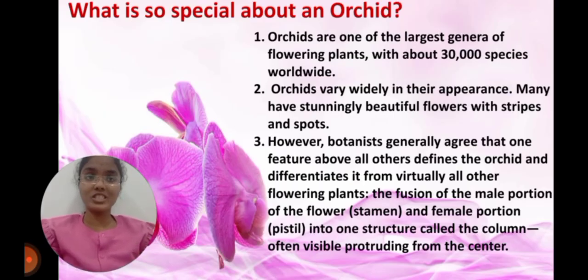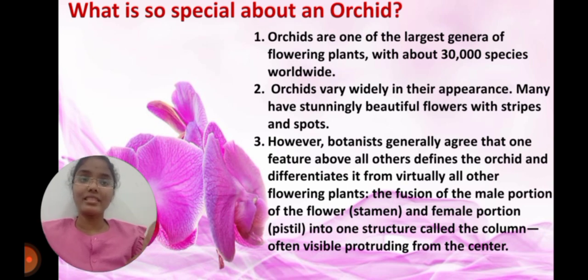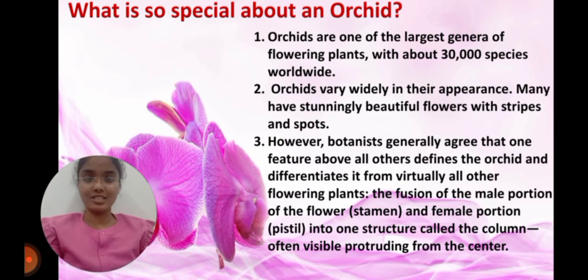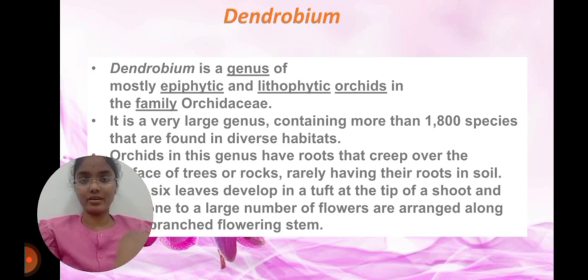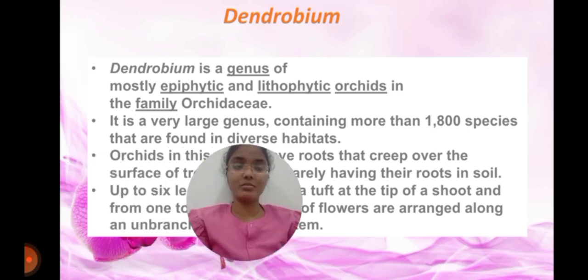And what is so special about an orchid plant? Orchids are one of the largest families of flowering plants with about 30,000 species worldwide, and they also vary widely in their appearance. Many have stunningly beautiful flowers with stripes and spots. And I have been allotted the Dendrobium variety of orchids, and these are the details of the Dendrobium orchid.